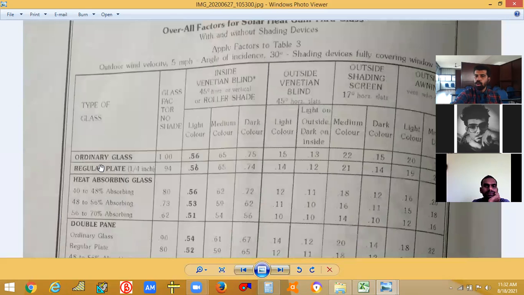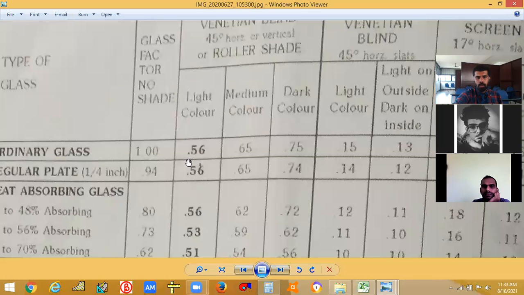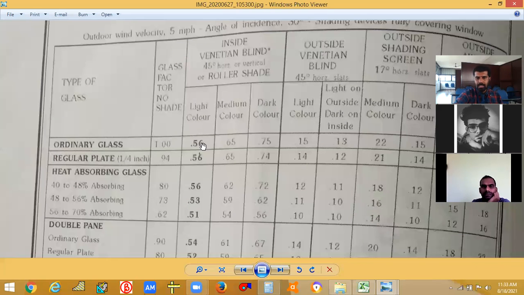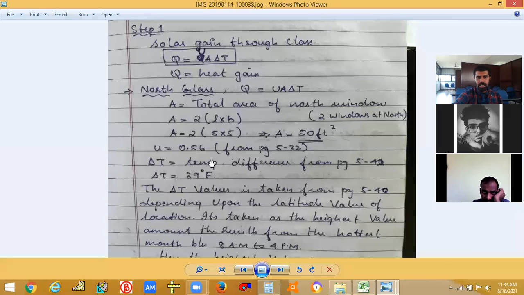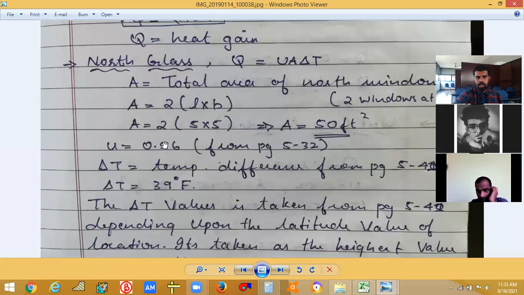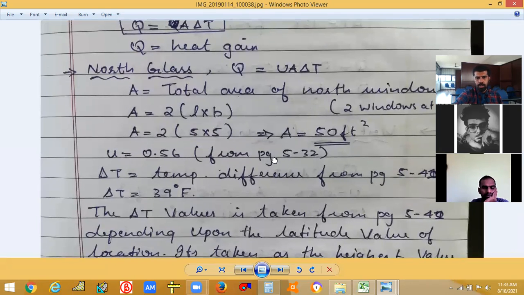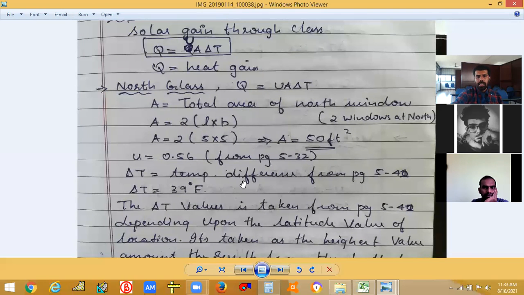So here I am assuming it's an ordinary glass, a light color glass. You can choose whatever you want according to the application or according to the glass that is really being given by the architect or the client. So here the type of glass I am choosing is ordinary glass, with a light color. So the U factor is 0.56. You can write 0.56 is the U value, overall heat transfer coefficient, U, from page number 5.3. Okay. So you got U value, you got A. Next you need to find delta T.